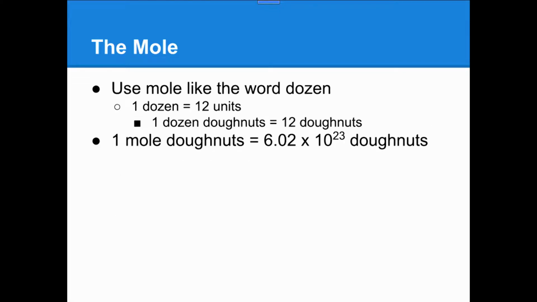And we use the mole like we use the word dozen. You know, if I say I have 1 dozen, then that means that I have 12 of whatever it is that I'm describing. I have 12 units of that thing. So if I say I have 1 dozen donuts, I have 12 donuts. If I have a dozen pencils, I have 12 pencils. So if I have a mole of donuts, then that means that I have 6.02 times 10 to the 23rd donuts. That's a lot of donuts. If I have a mole of pencils, I have 6.02 times 10 to the 23rd pencils.